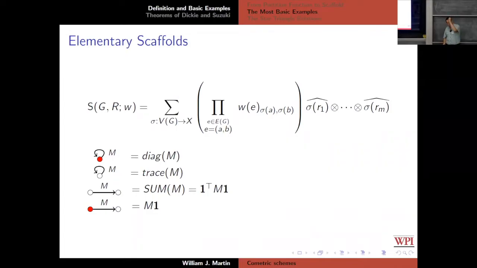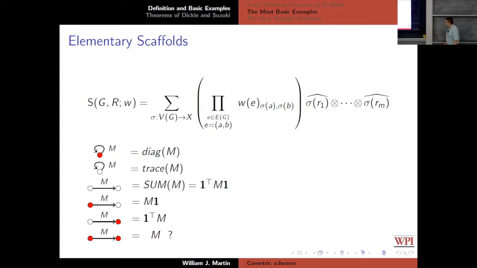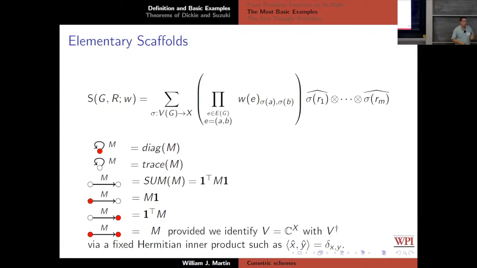And what happens if I make the right-hand dot red and the left-hand dot hollow? So the column sums, right? And what if they're both red? Well, I want that to be the matrix M. But you know that the matrix M is really an element of the tensor product of the dual vector space with the vector space, right? So in order for all of this to work nicely, I have to establish an isomorphism between the space of linear functionals and the vector space so that I can identify matrices as elements of the second order tensors. So to identify that vector space with its dual, I choose the standard Hermitian inner product. And now I'm going to think of matrices as just scaffolds with two red nodes.